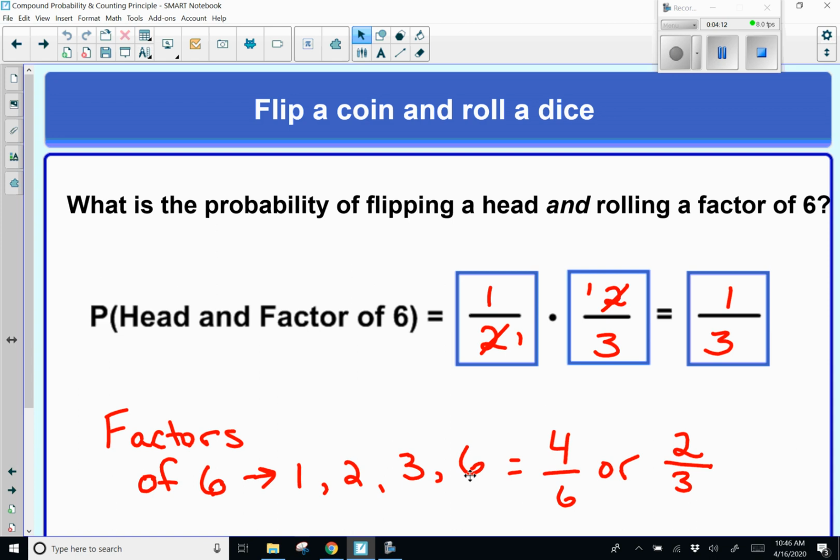I have them listed out here. 1 and 6 would be a factor of 6. And then 2 and 3 would be a factor of 6. So that would be 4 out of 6 numbers on the number cube, which simplifies to 2/3. And then up here, you can see I'm just taking my 2 probabilities, 1/2 for flipping a heads, and multiplying it by 2/3, which was the probability of getting a factor of 6. I've cross-simplified my 2's to be 1's, and that's going to leave us with a probability of 1/3.